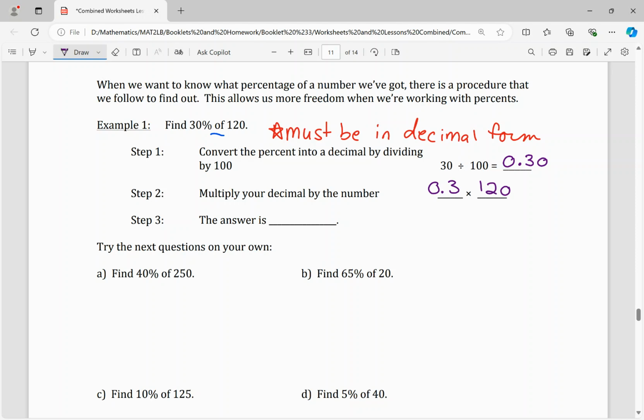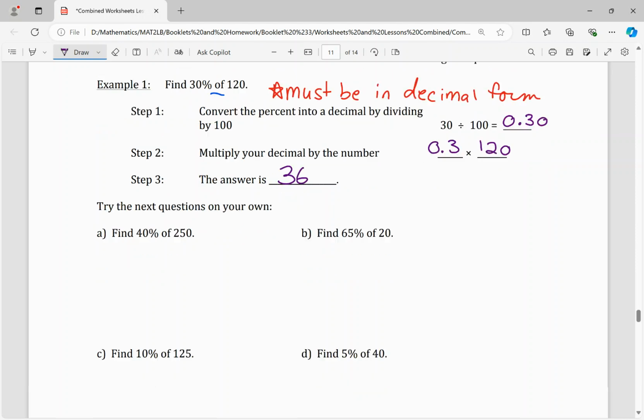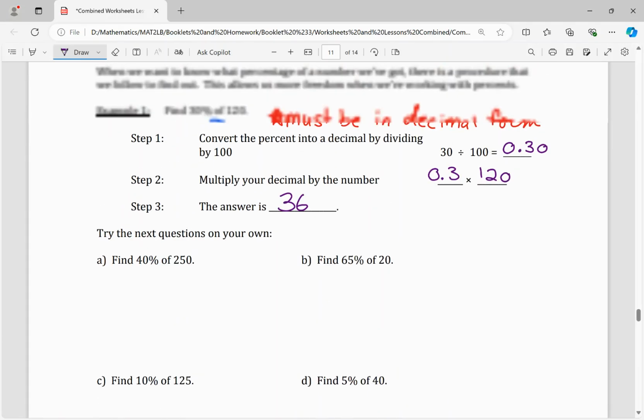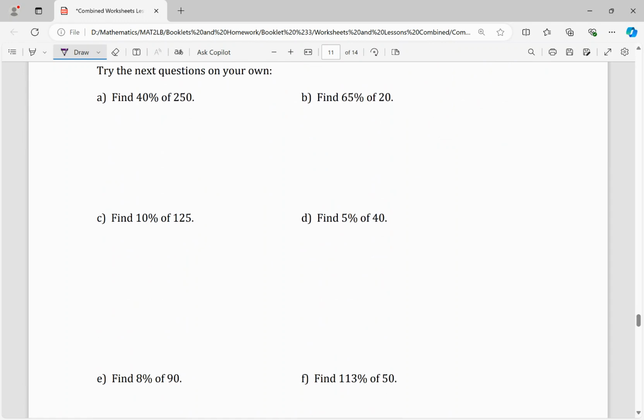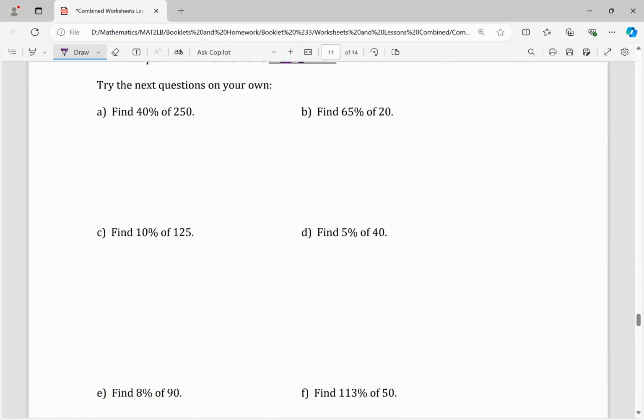Oftentimes you will need a calculator in order to do this for you. In this case, I'm going to plug 0.3 times 120 into my calculator and get an answer of 36. So 30% of 120 is 36. Using that concept, step 1, put the percent into decimal form. Step 2, multiply by the number. You can complete the rest of these questions and then come back to the video and double check your answers with mine.